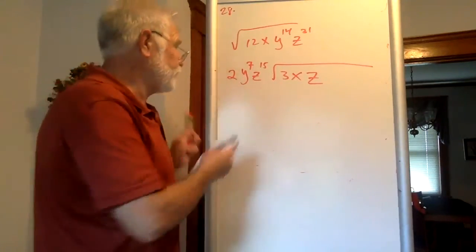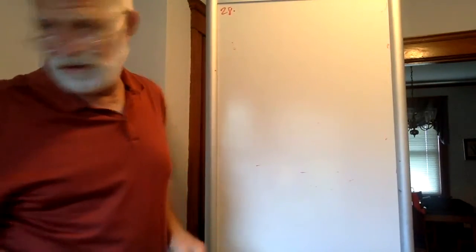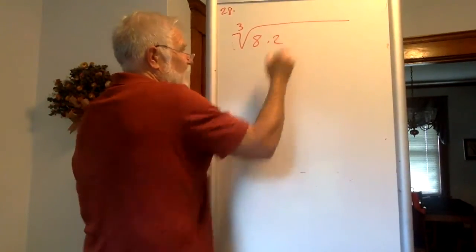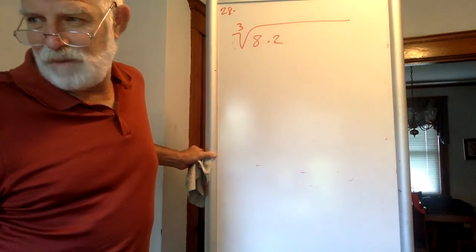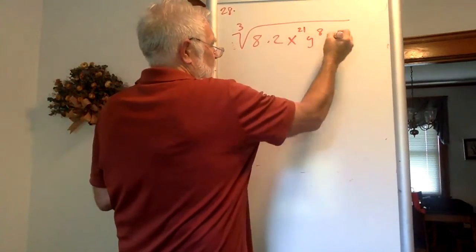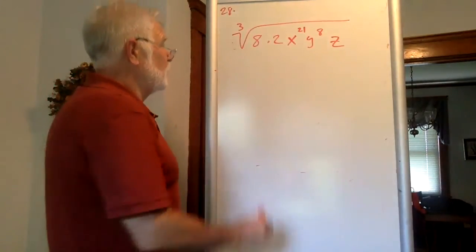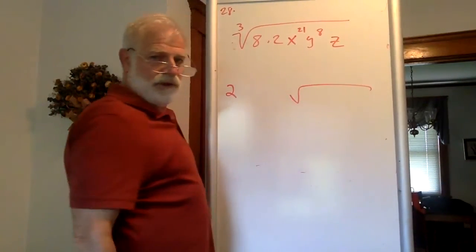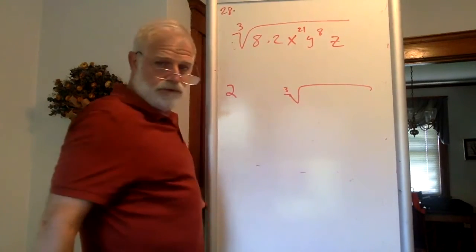The next one is a cube root, and we do the same thought process. The cube root of 16, which is 8 times 2, that's 16. And then we've got x to the 21, y to the 8, z to the first power, I believe. We know what the cube root of 8 is. It's 2. Where people make a mistake is they just do that quickly, but it's not a square root. It's a cube root. You've got to remember to show that to the reader.